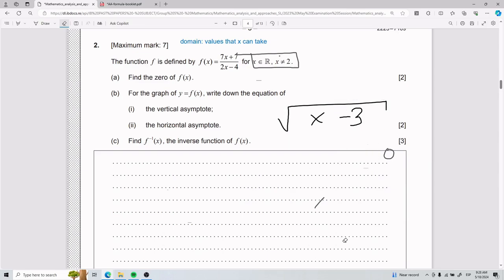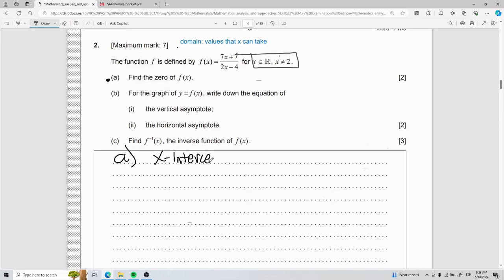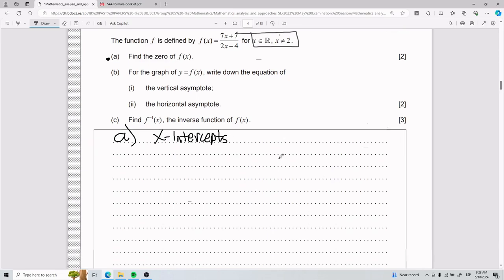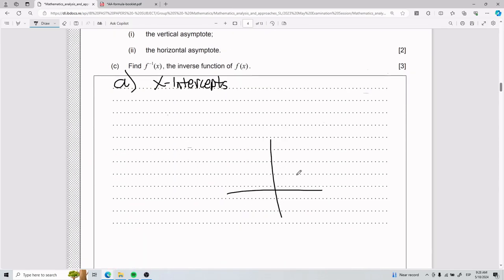Enough blah blah. For part A, we need to find the 0 of f of x. And so for finding the 0 of f of x, basically, when they ask for zeros, they are asking for the x-intercepts. And whenever you need to find x-intercepts, notice, here you have a y, here you have an x. All of these that I'm putting in red are x-intercepts.